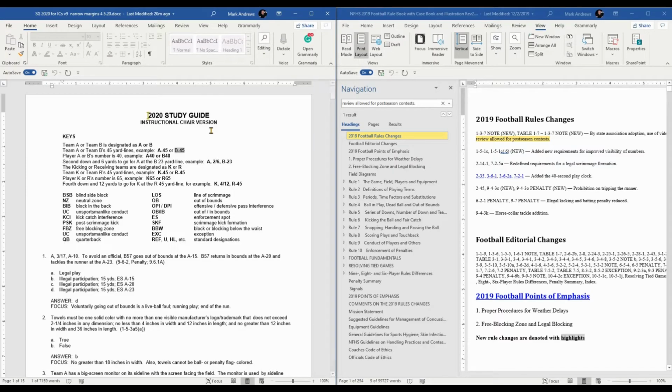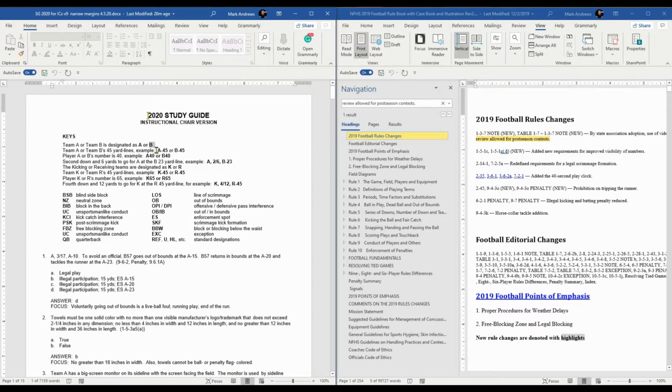All right, let's get going. Before we start with the questions, let's go over the terminology that's being used in the testing itself. So Team A and Team B in the test questions will be referred to simply as A or B. A is offense, B is defense.